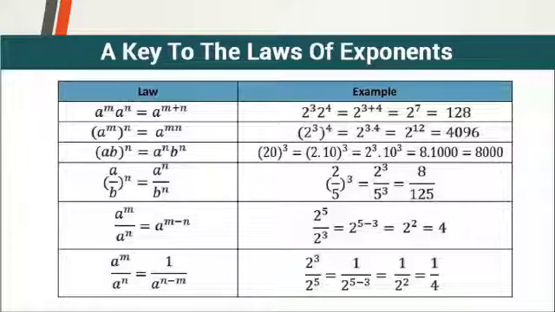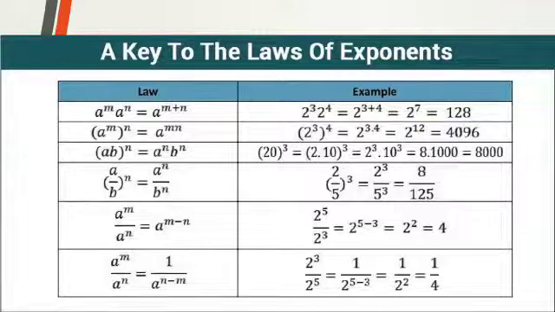See another law: (a by b) whole to the power n can be written as a to the power n by b to the power n. Here we are going to take an example: (2 by 5) whole to the power 3 equals 2 cubed by 5 cubed equals 8 by 125.